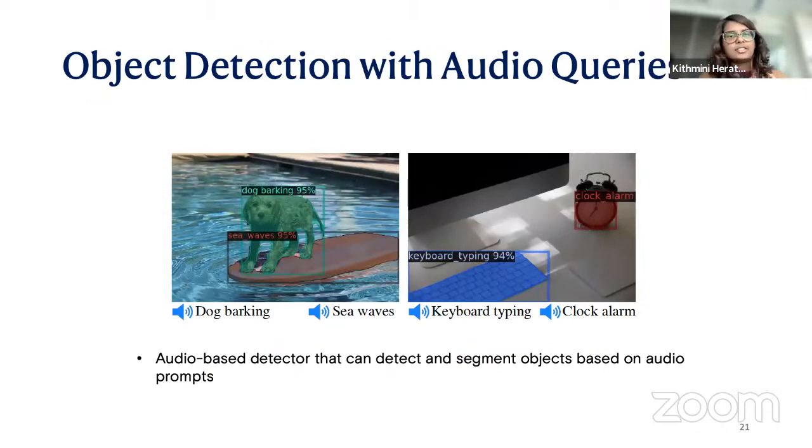And another task is object detection with audio queries. There are models where you can give text prompts, and then they're able to segment the object that's relating to that text prompt. So here, what they've done is they've removed the text encoder from those models, and they've attached their audio embeddings there. And when given their audio embeddings, those models are able to segment objects corresponding to those audio clips.